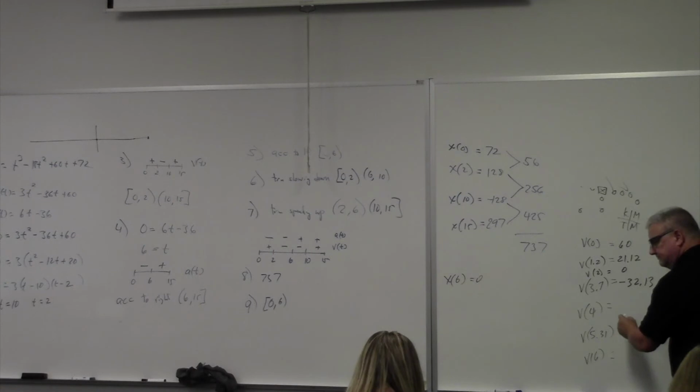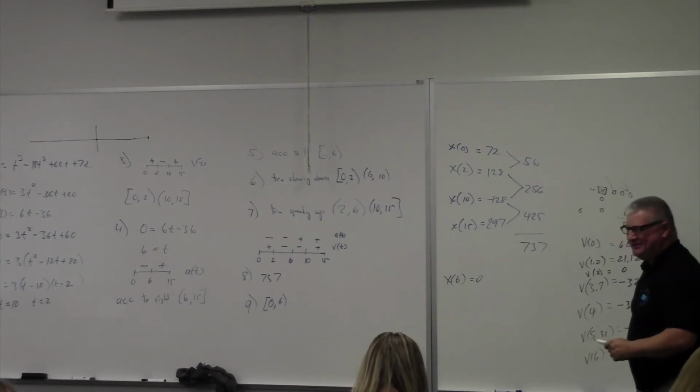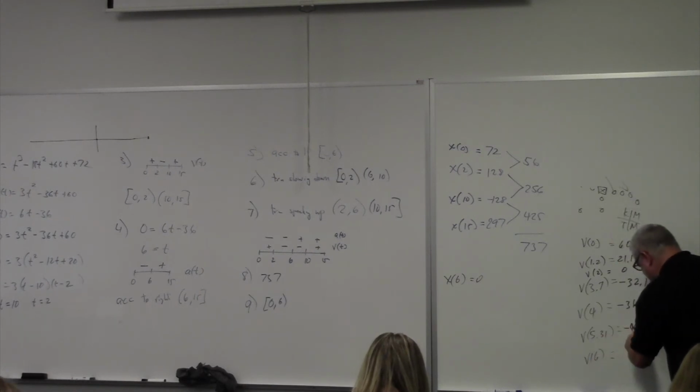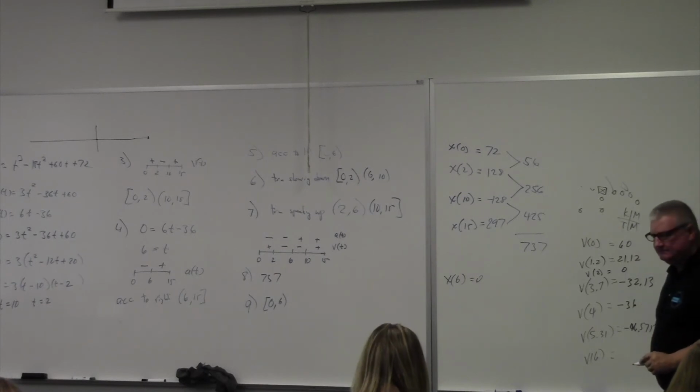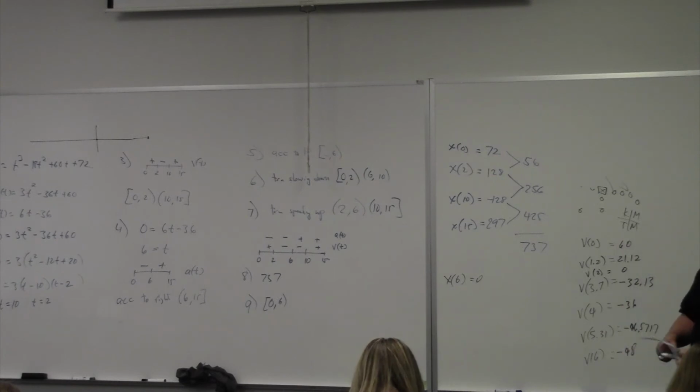How about V of 4? Negative 36. V of 5.31? Negative 46.5717. All right, V of 6. Negative 48.